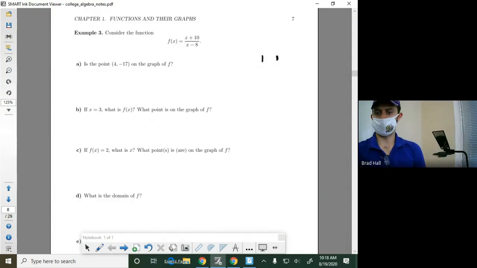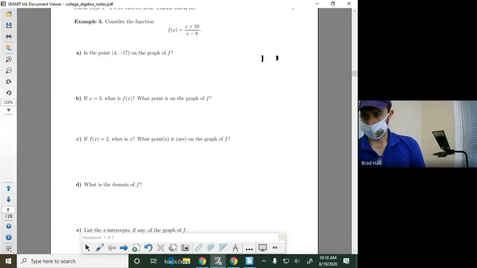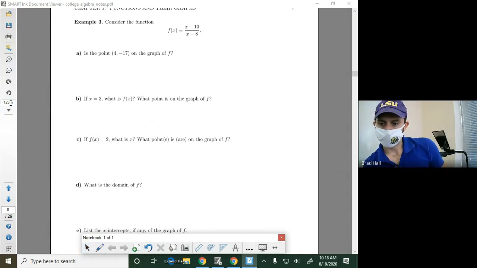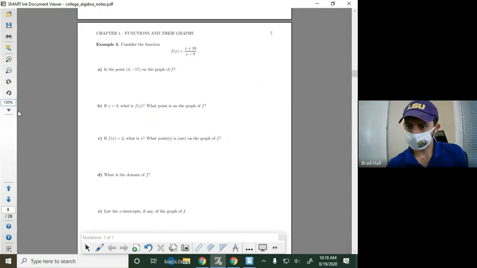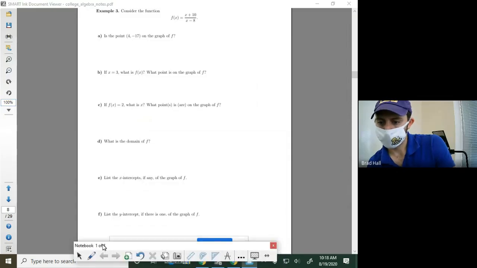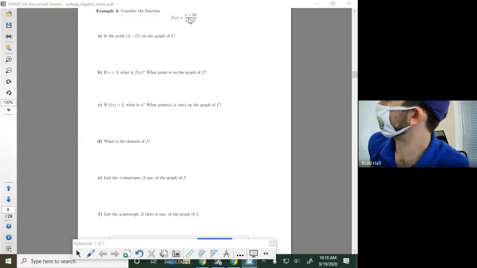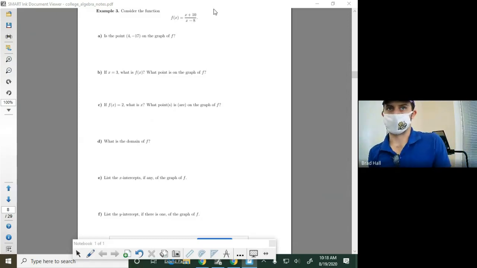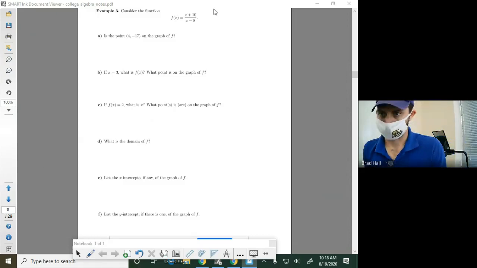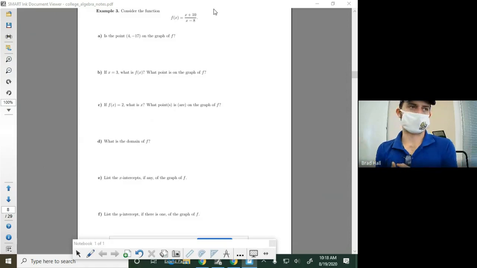Right, let's move on to this problem down here. All right, let's see if I can fit everything. Okay, so we have this function, x plus 10 divided by x minus 8. Can you all see that? Okay, cool. So we have this, and we're asked a bunch of questions about it.